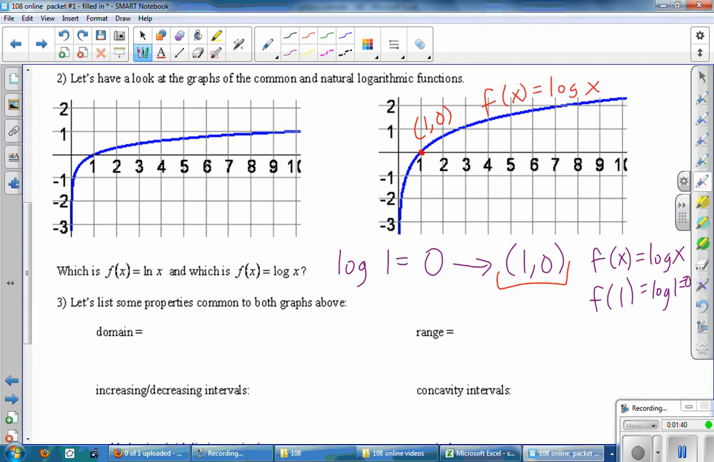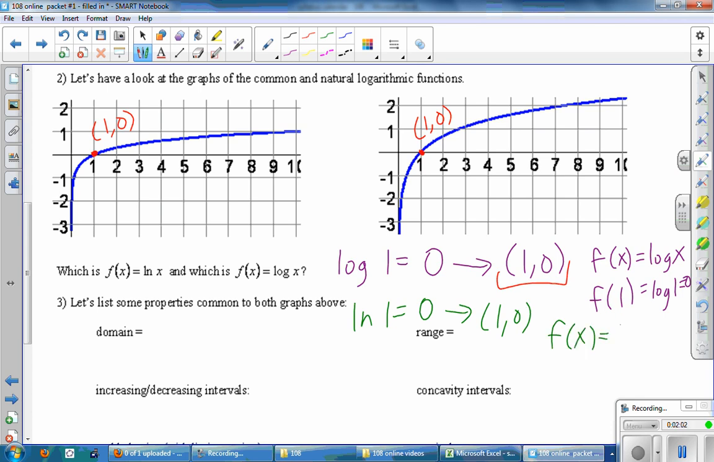And the other one is the natural log function. But there's a problem here. If we look at the other one, it also hits the point 1, 0. Okay, let me erase that because now I'm not so sure. The reason that that happened is that ln of 1 is also 0, which means the point 1 comma 0 is on the graph of both functions. It's on the graph of ln of x as well.